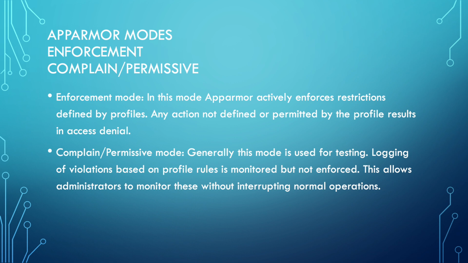Now, the way that AppArmor acts is in modes. The enforcement mode actively enforces restrictions and is defined by those profiles. So any action not defined or permitted by the profile will result in access denial. The complain or permissive mode, generally this mode is used for testing. You log violations based on the profile rules, and it is monitored but not enforced. This is for administrators to monitor these without interrupting the normal operations of the server.